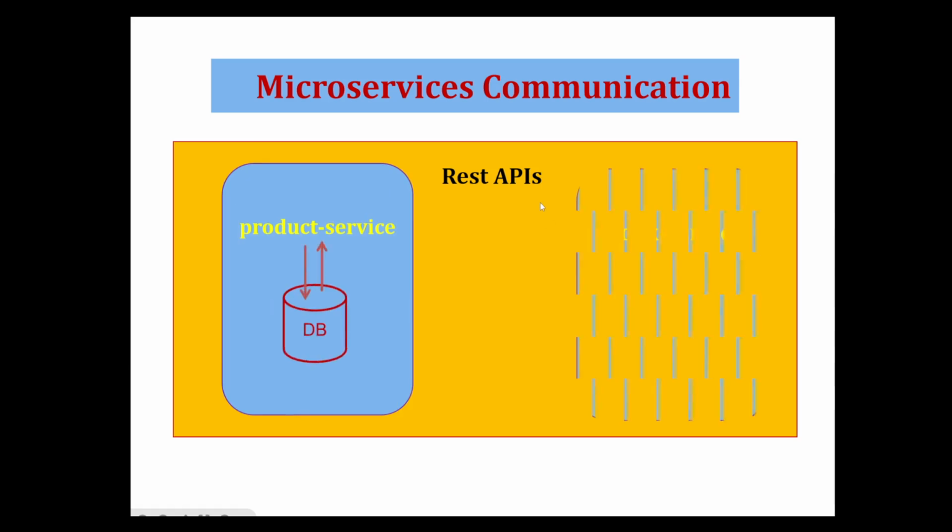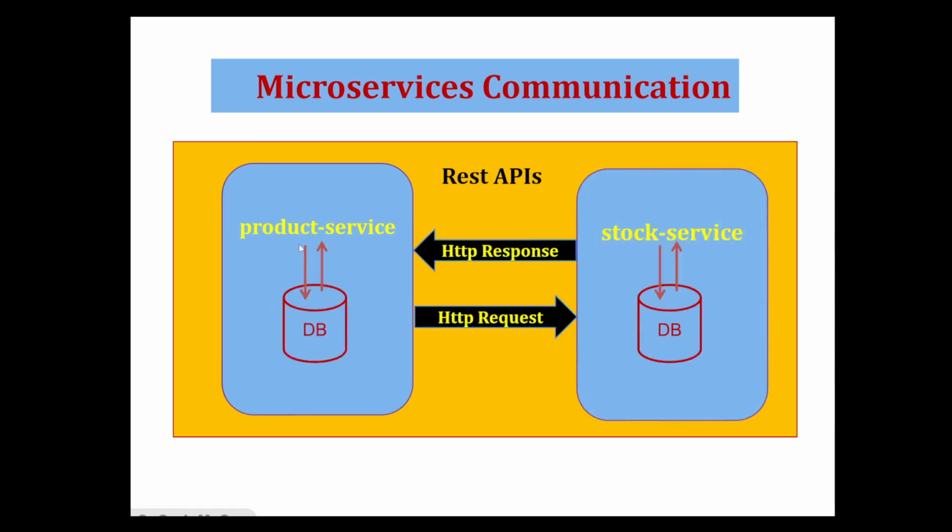Now this is the REST API communication. Through REST API, our product service will send an HTTP request to the stock service endpoint, and the stock service will give an HTTP response back to the product service with the help of the REST APIs.